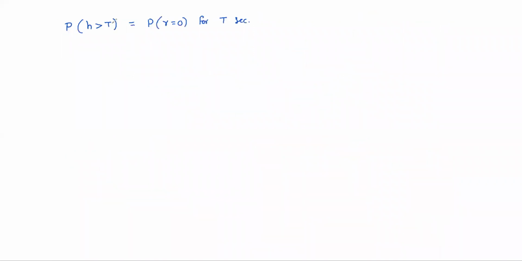Probability of h greater than t means what? 0 vehicles should arrive in time t. Headway greater than t.